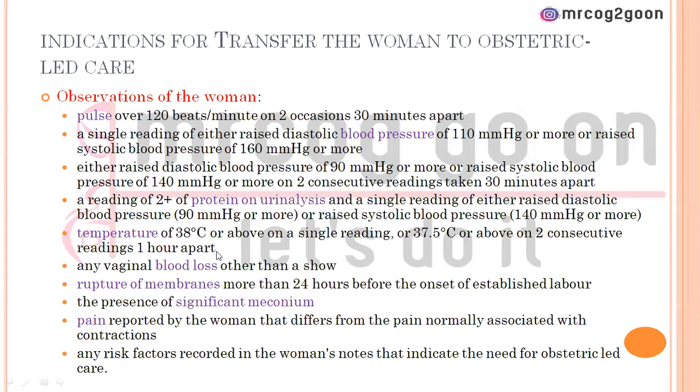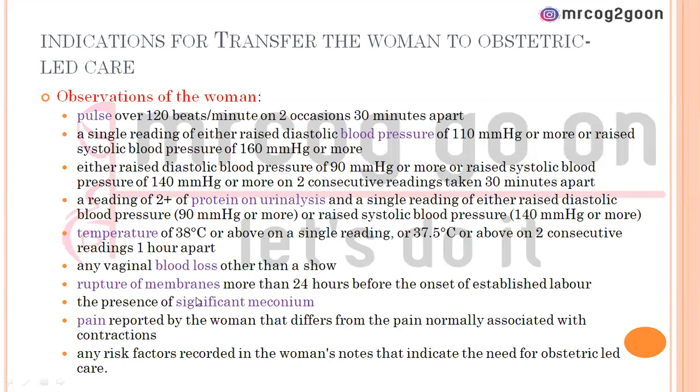Temperature 38 or more, taken single, or 37.5, 2 consecutive readings, 1 hour apart. Any vaginal blood loss other than a show, because this maybe was a previa. Maybe this was a low placenta and no one discovered it. There is a concealed abruption, whatever. So any vaginal blood loss, transfer her.